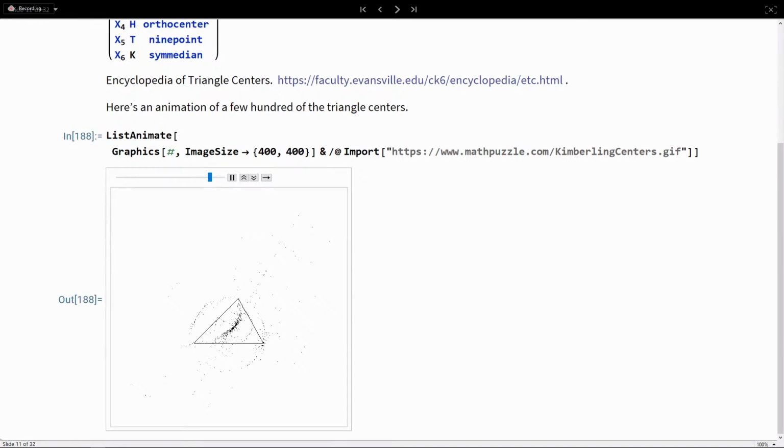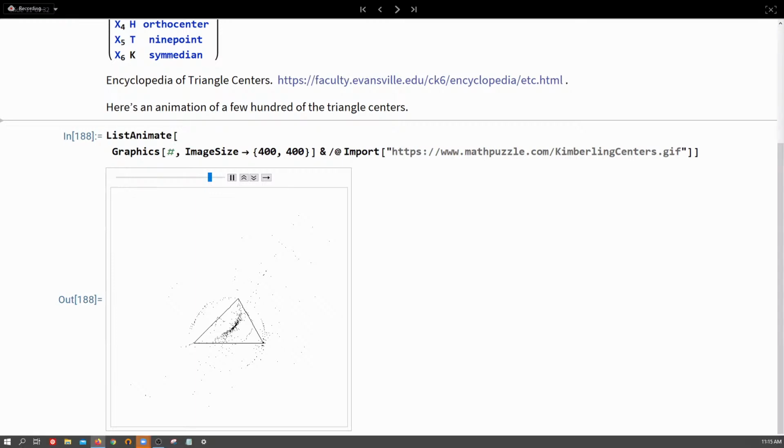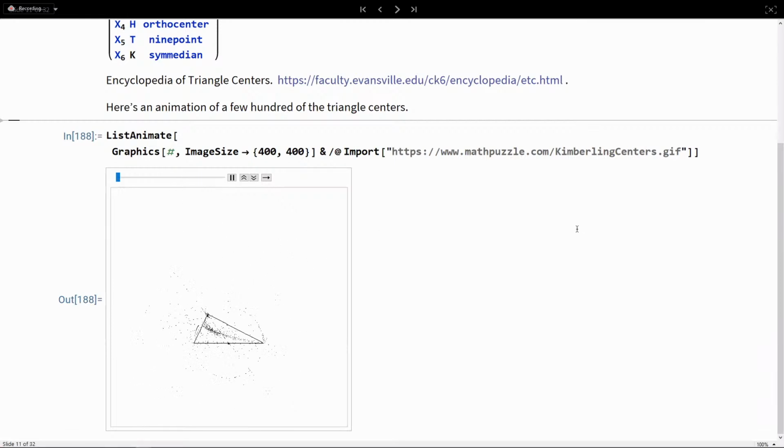Let's see here. And my computer is freezing. Oops. Hopefully I'm still live. And these are some of the points given in the Encyclopedia of Triangle Centers.